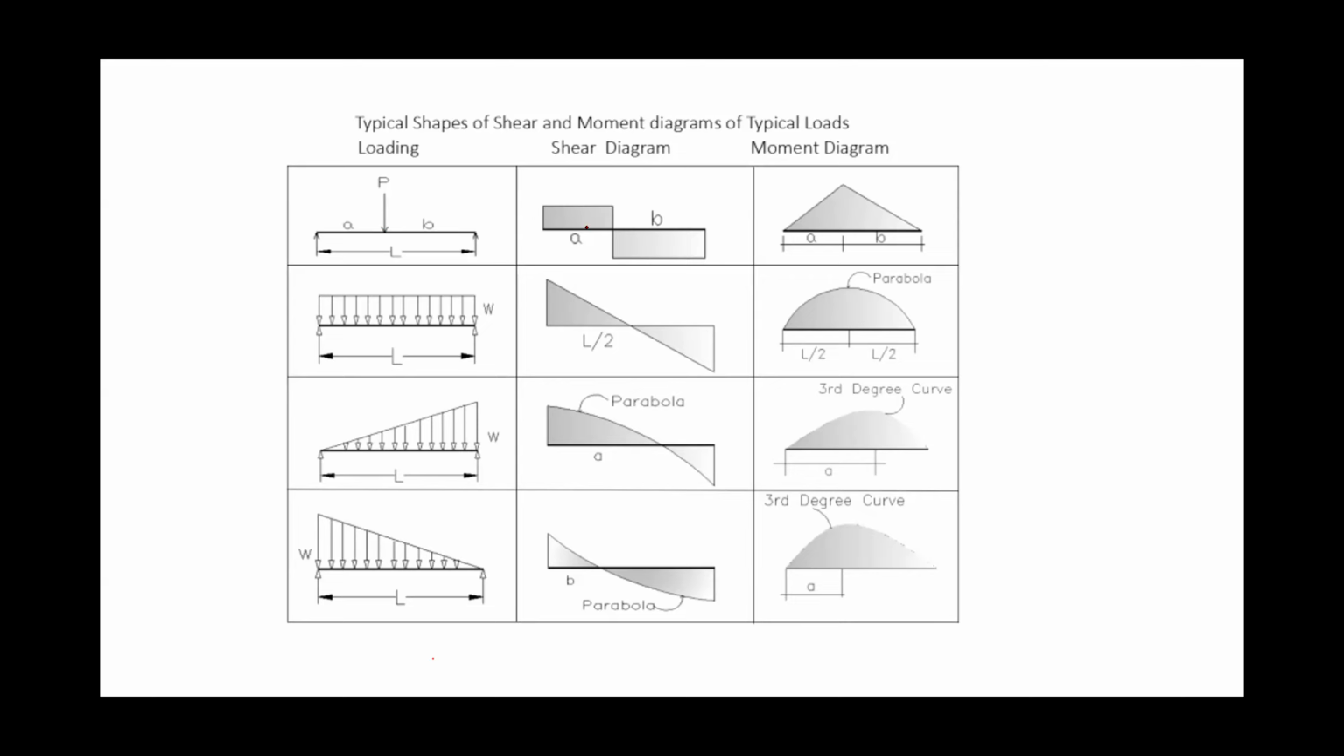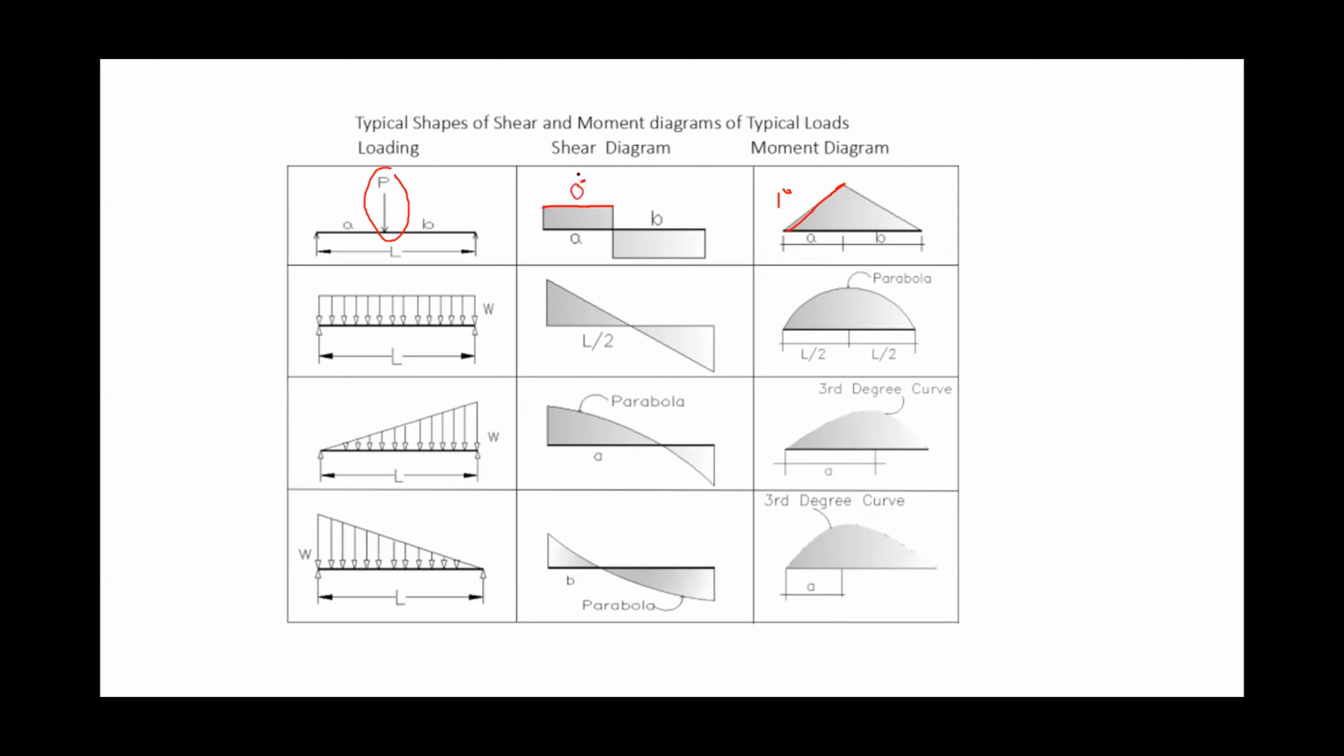Ang concentrated load, kapag sa shear diagram, magiging siyang zero slope or horizontal line, di ba? Sorry, mali. Ang horizontal line is a zero slope. So, from a concentrated load, magiging zero slope, horizontal line. Tapos, pag nag-moment, mag-add tayo ng isang slope. So, magiging inclined line. So, first degree. Di ba? First degree.